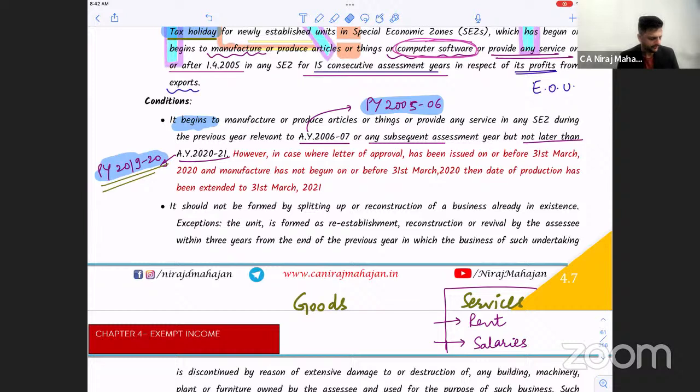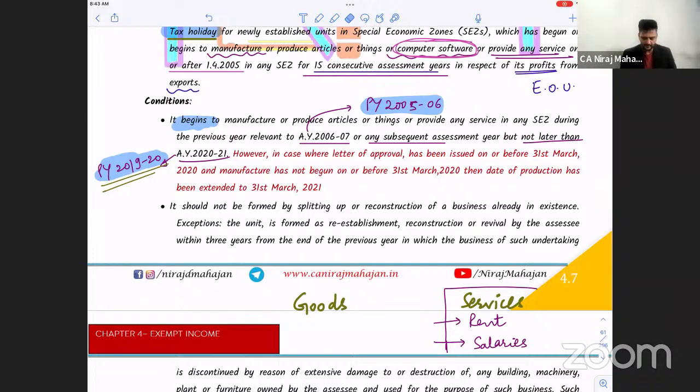However, in case where letter of approval, even 19-20 means what? Financial year 19-20. What happened in 20? Especially at the end of the financial year, what happened? Correct, Mansi. COVID, everybody. 2020. Nobody can forget those years, right? That was just at the end of the financial year. But even if that one month was problematic, March was kind of problematic.